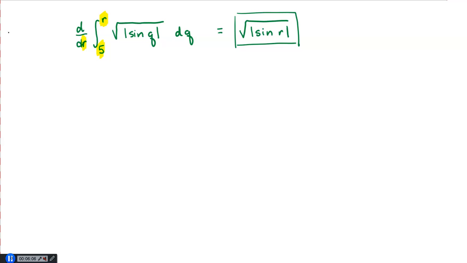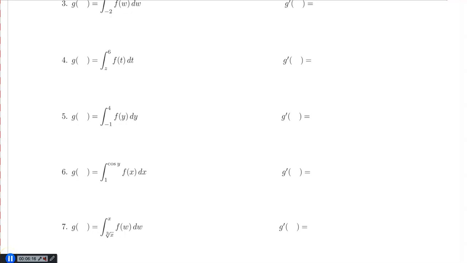So we're going to work through a few more exercises which don't exactly match that pattern and see how we can deal with that. So let's start with number 4. Pause briefly and see what's different in number 4 from the previous ones. All right, in number 4, we've got a variable as the lower limit of integration and a constant as the upper limit of integration.